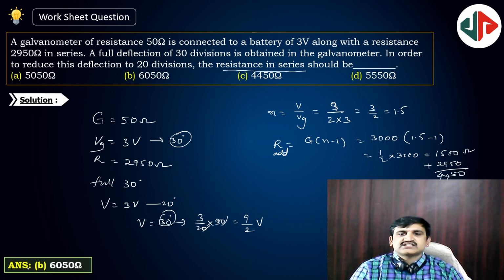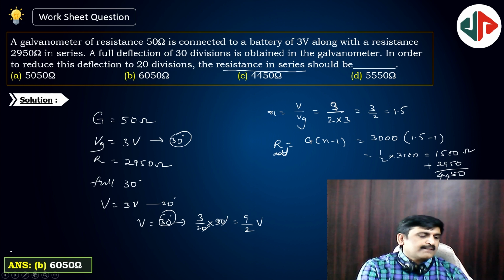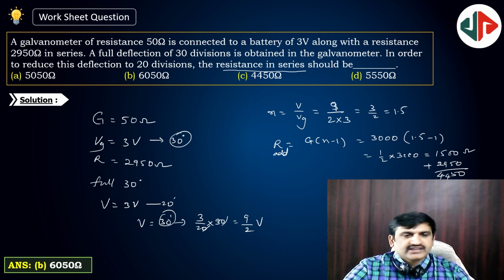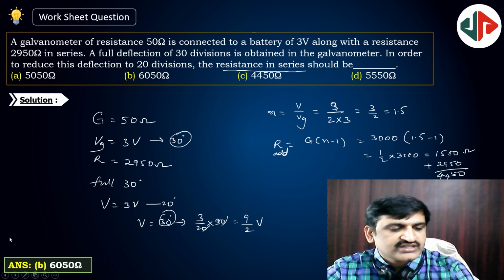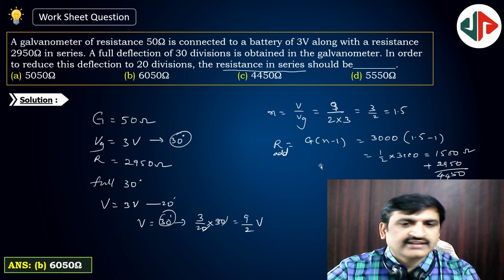Next, the resistance in series should be, and this is 4450. How much? 2950 plus 1500. 4450 is the correct answer, but I will verify once and I will change. 4450 is correct only. It's a correction in the key. 26th one it is. I'm going to change it.